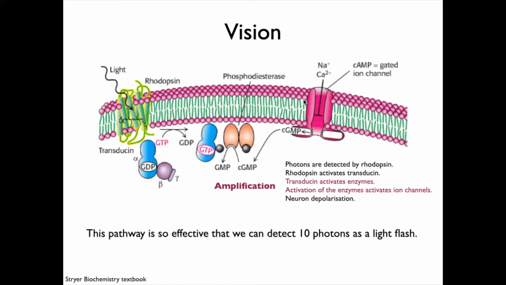Imagine 10 photons, and it's completely dark, and you will see it, and the response is that you will probably turn your head towards that light flash. What happened there? This is how effective such a signal transduction pathway can be.